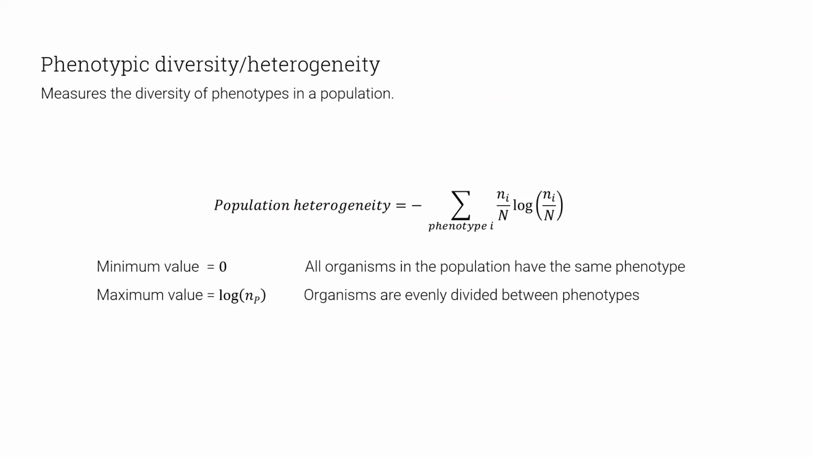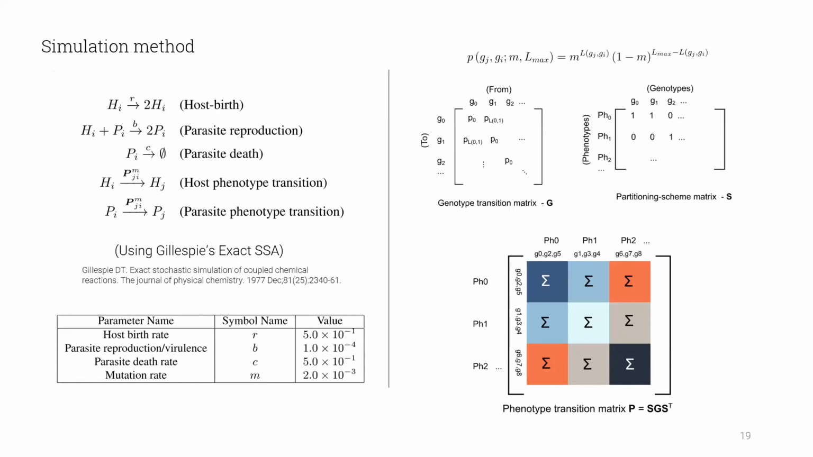And to simulate populations over these genotype-phenotype maps, we use a very simple Gillespie exact SSA with different reactions. So there's a reaction in which a host is giving birth to another host. Host plus parasite give two parasites, but the host dies in the process. The parasites are also decaying at a rate c, as in they cannot survive on their own in the environment. And then there are these transition terms.